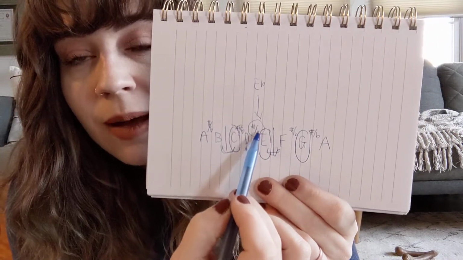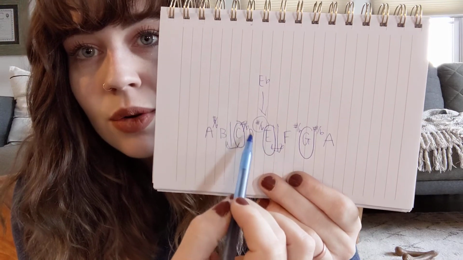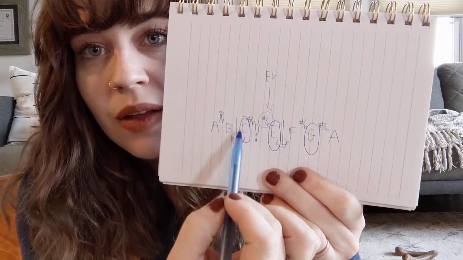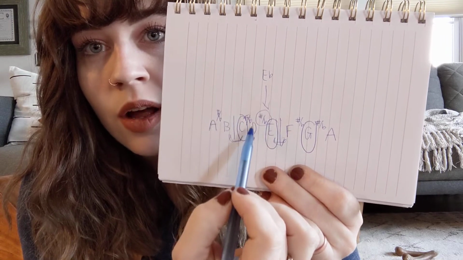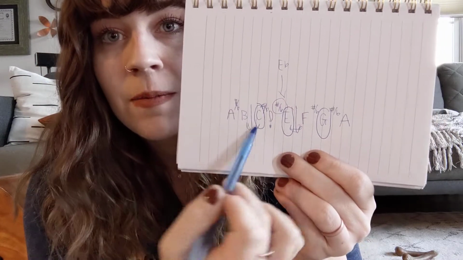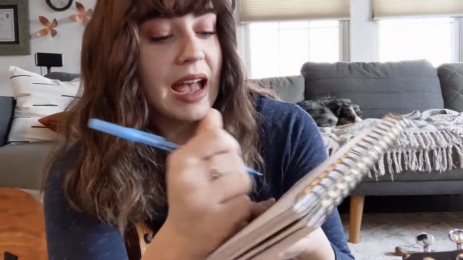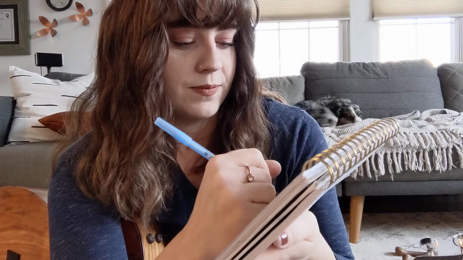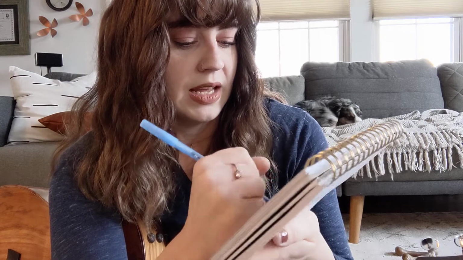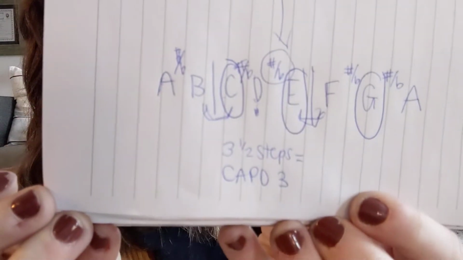So if you look at half steps, it's going to go from E flat to D, that's one half step, to D flat, that's a half step, and then to C is a half step. So that's 1, 2, 3 half steps down. So I need to be capo 3, okay? 3 half steps equals capo 3.